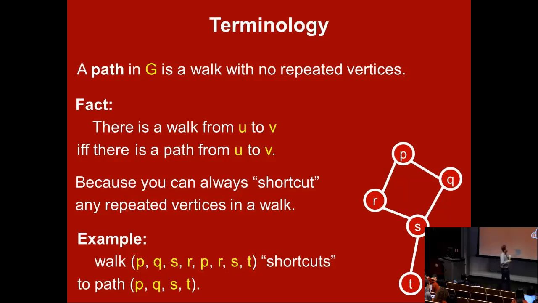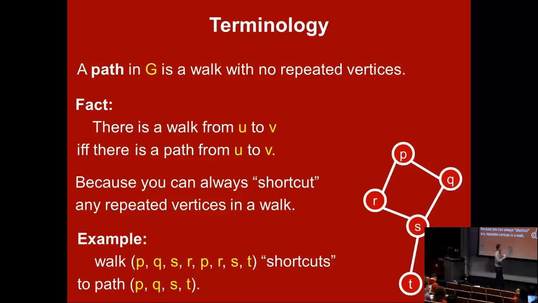Okay, and now a path in G is just a walk where no vertices are repeated. And it's not hard to see that there's a walk from u to v if and only if there's a path from u to v. So if there's a path from u to v, then there's definitely a walk from u to v, because a path is just a special case of a walk, one where you don't repeat any vertices.